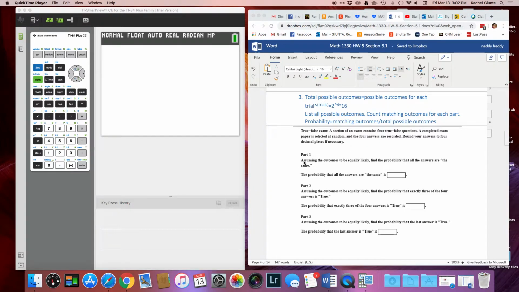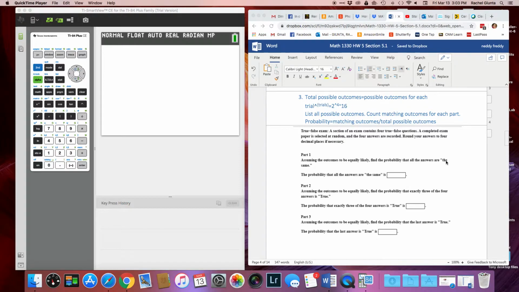First part of this says, assuming the outcomes to be equally likely, find the probability that all the answers are the same. And to do this, we first need to know how many combinations altogether there could be if there are 4 true-false questions. And then the second thing we need to know is how many of those combinations have all the answers the same.